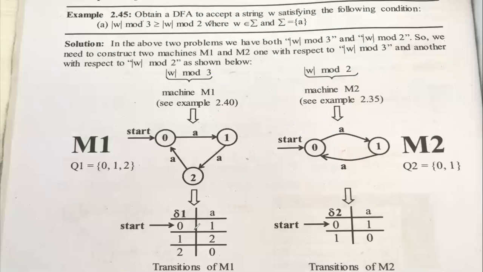Then draw the transition function delta 1. So 0 on receiving A will go to 1, 1 on receiving A will go to 2, 2 on receiving A will come to 0 exactly. So this is the transition of machine M1, and this will be the transition for M2. I hope you don't have any doubt till now.